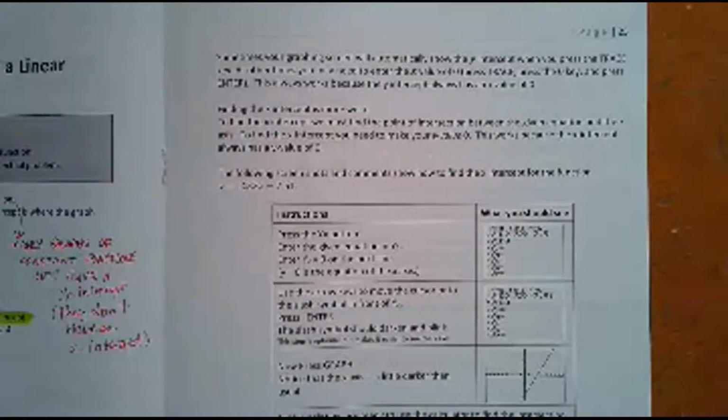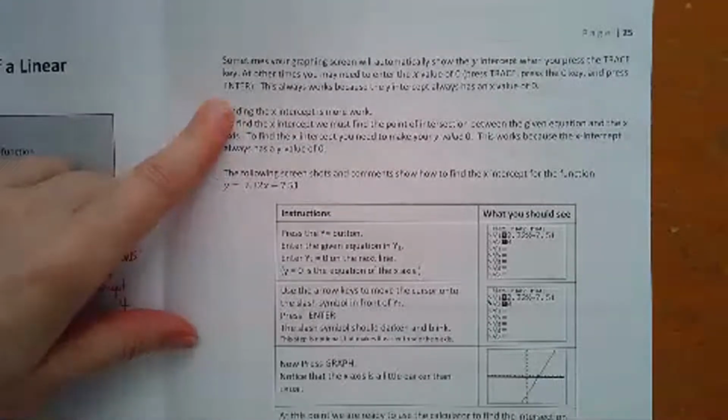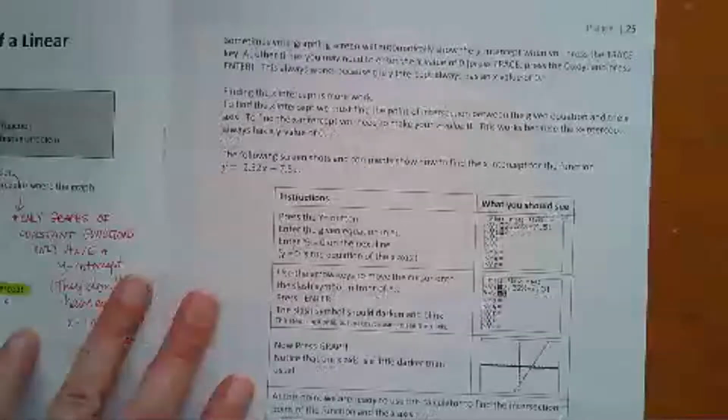sometimes your graphing calculator will automatically show you the y-intercept when you press trace. That's what happened yesterday when we were pressing trace. At other times, you may need to enter the x value of 0, press trace, press the 0. I'll show you how to do that in a moment. Finding the x-intercept is more work.